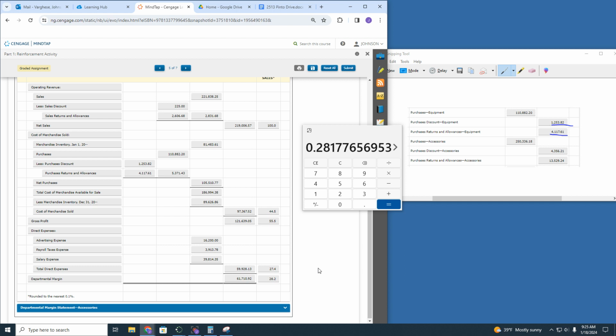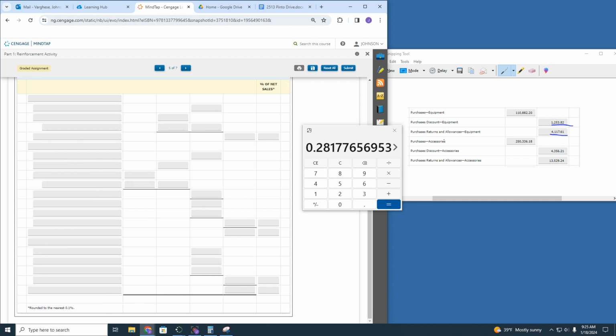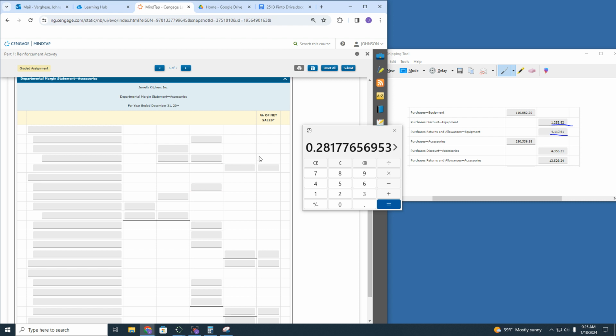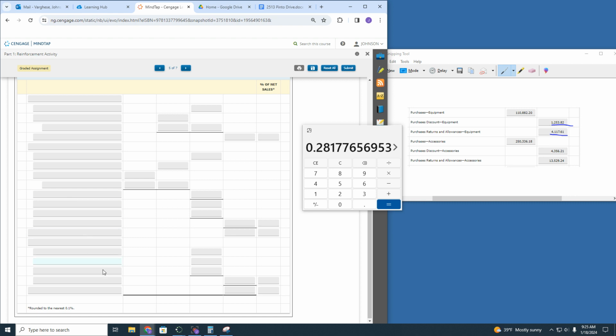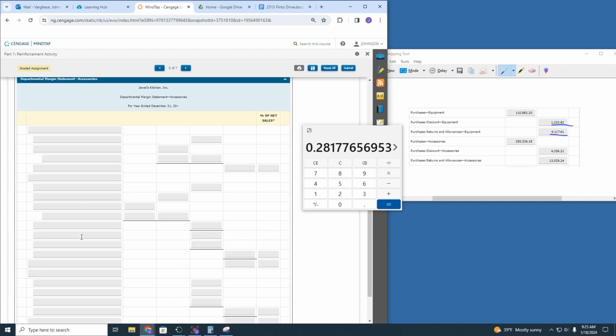All right, so that's kind of how I can quickly interpret this information: this particular department is making 28 cents on every dollar. All right, so let's look at the accessories department, and we're basically going to do the same thing. You can set it up exactly the same way, and then drop in the numbers from the same places. So remember, the beginning merchandise inventory, you're going to grab that from the GL. The ending merchandise inventory, you'll grab that from the adjusted trial balance. So I'll help you set it up, and then I think you guys should be able to do it, and I'll move on to the next section.